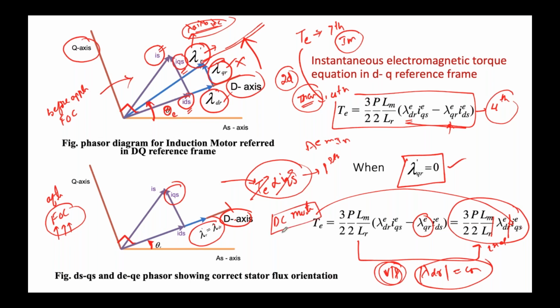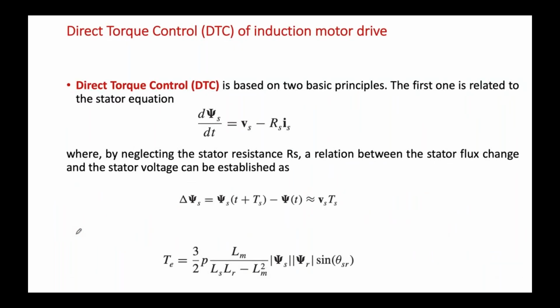So DC motor torque profile and induction machine torque profile are coming close to each other after adopting the FOC method. By using FOC, we can improve the torque profile of AC motors, right? Similarly, in the 1980s, they proposed the direct torque control method. By using this method also, we can control the torque instantaneously.